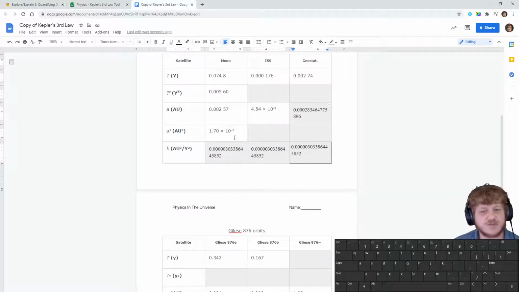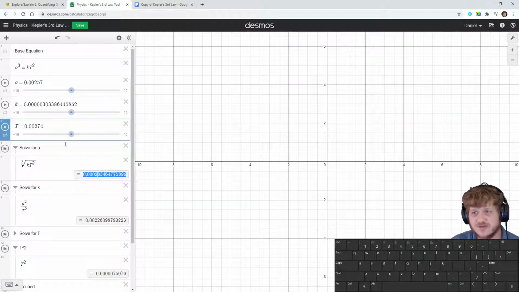So that's pretty much what we have to do here. And that's how we use this tool, and you get to fill in the blanks. The main goal is to figure out what you need to solve for and fill in the important information for this tool.